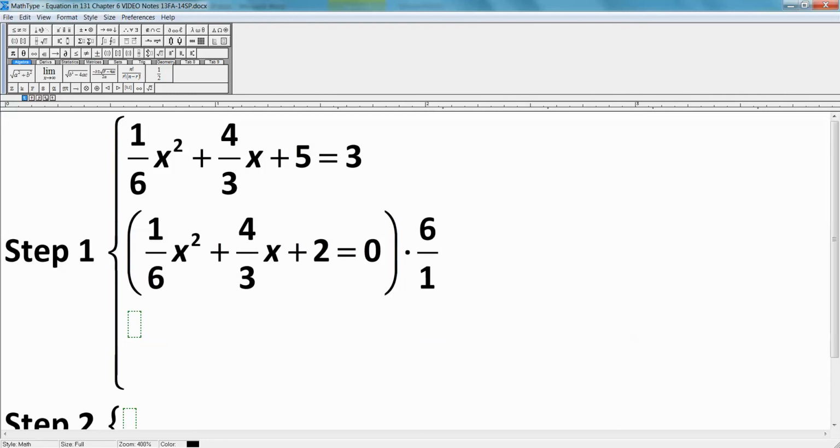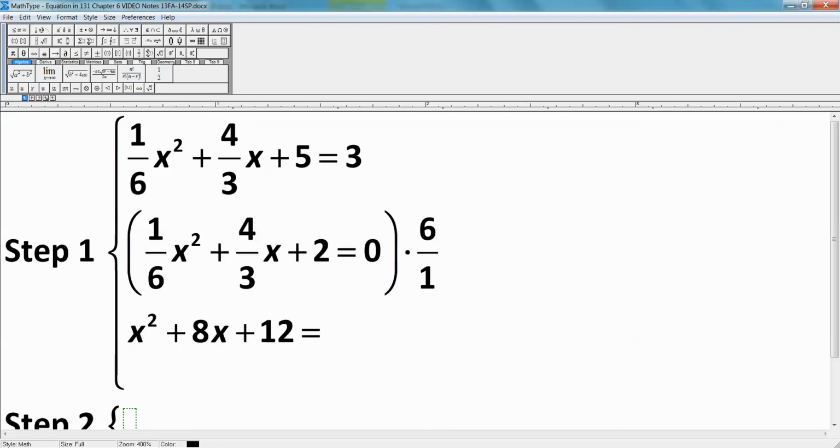Okay, if you do that, what's going to happen? You're going to distribute 6/1 to all three of these. Okay, so 6/1 times 1/6. Well, that's easy. They're reciprocals of each other, so it's just going to be plain x squared plus. Now, here's the hard one. 3 goes into 6 twice, and 2 times 4 makes 8. Or if you want to think of it this way, 6 times 4 is 24, right? So you could say, hey, it's 24/3. But 24/3 is 8, right?